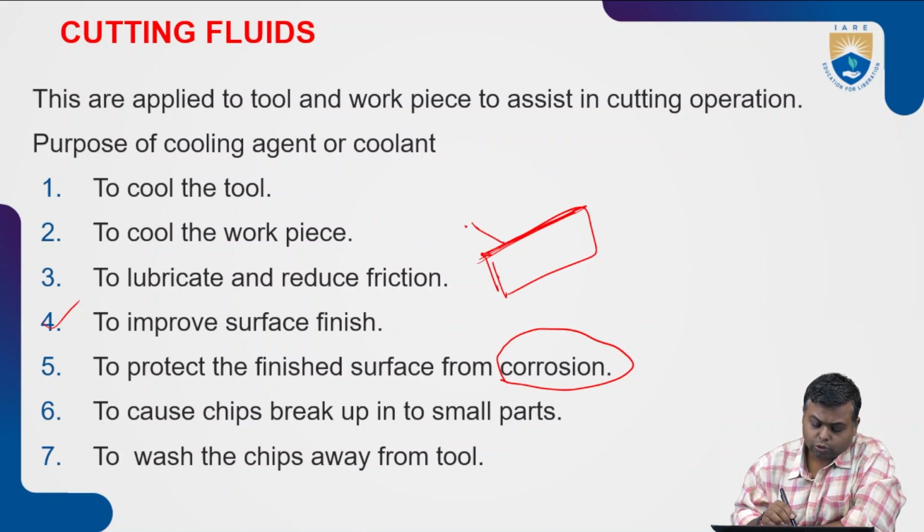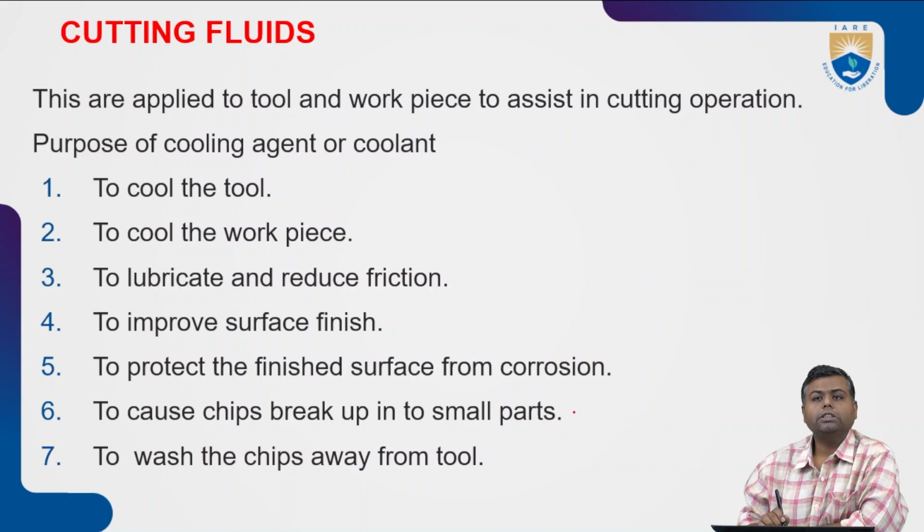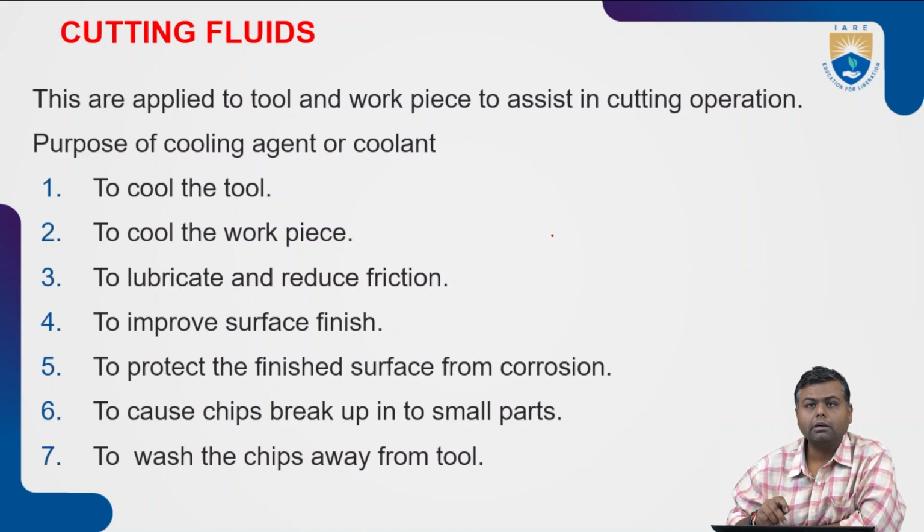If it is exposed to the environment, what happens? A thin layer of other material or oxidization will form. So to avoid corrosion on the workpiece which has already been machined, the work environment created by the machining process would create a small thin layer of oxidization on the finished product. To avoid that corrosion, we need to use the coolant.